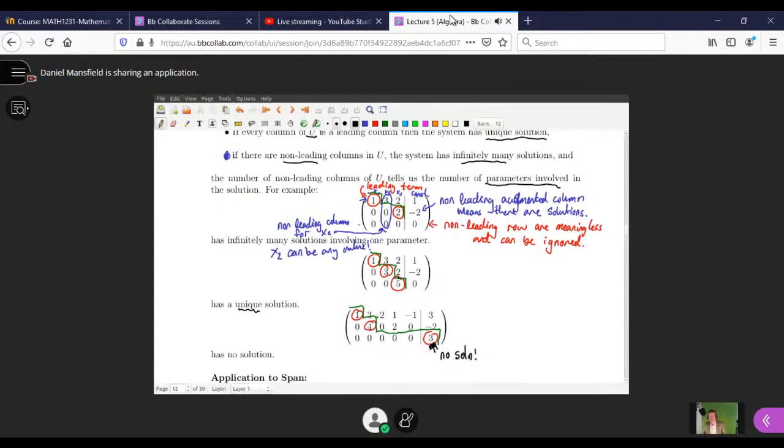Okay, so that's just a brief revision of the taxonomy of the different row echelon forms you're going to see. Sometimes you'll see ones with one solution, no solutions, or infinitely many solutions like this.